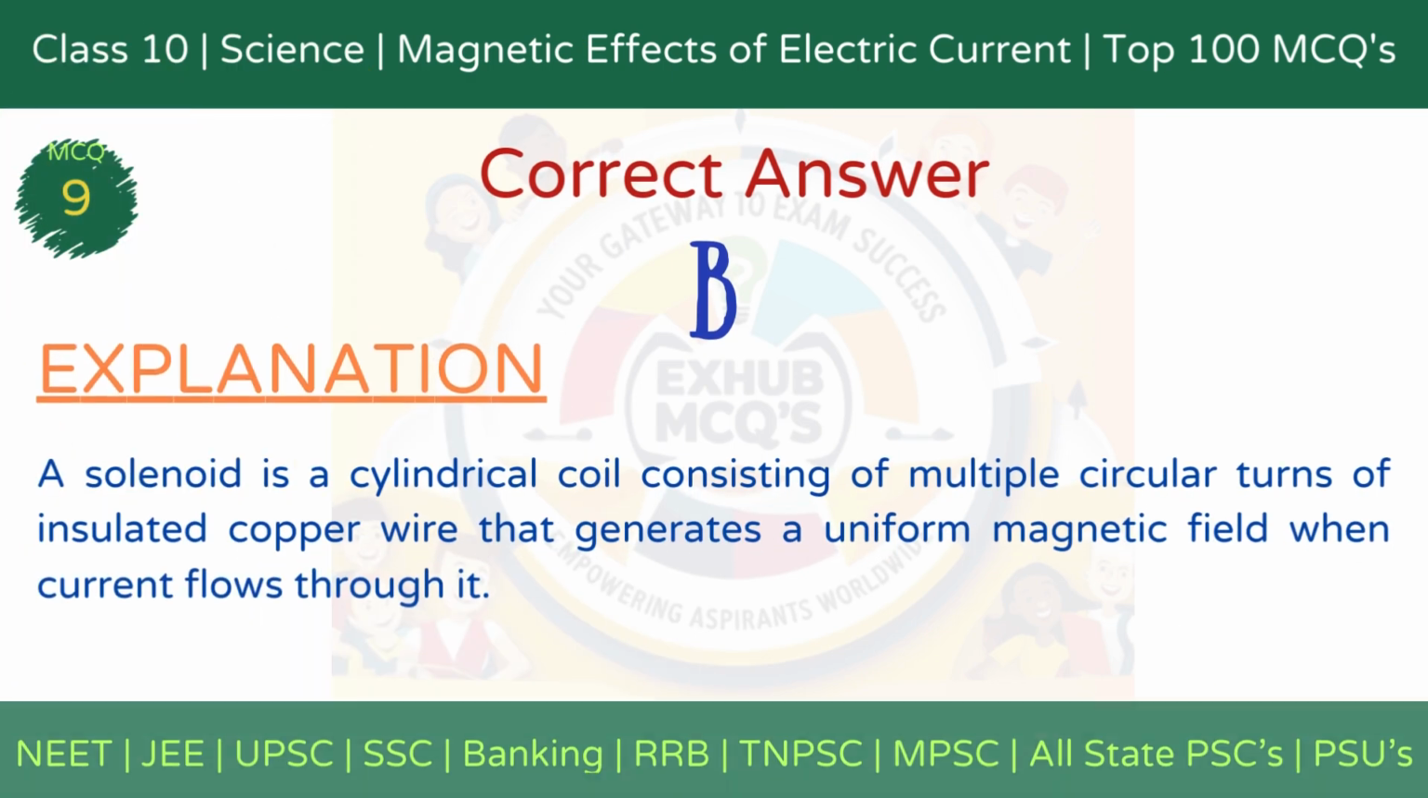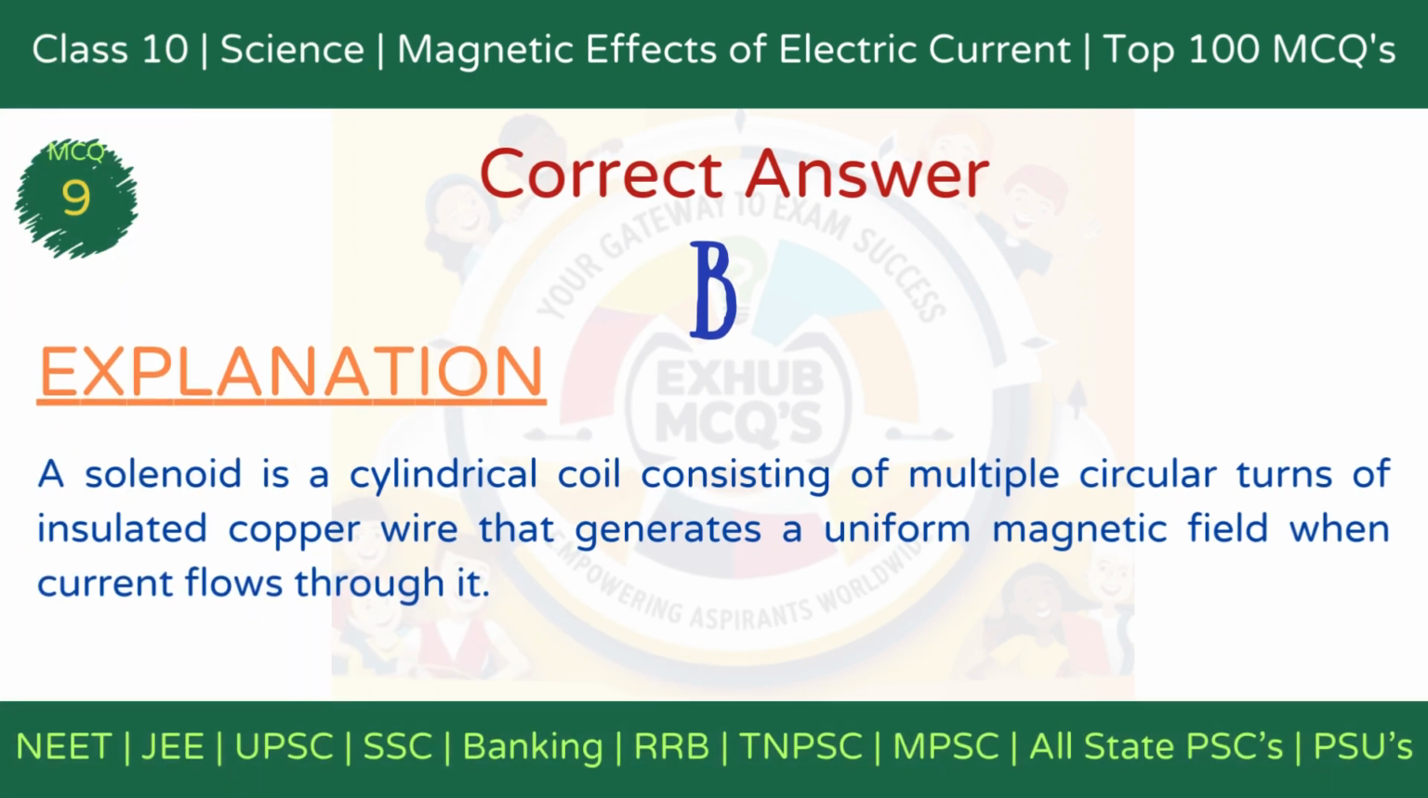The correct answer is option B, multiple circular loops of wire. Explanation. A solenoid is a cylindrical coil consisting of multiple circular turns of insulated copper wire that generates a uniform magnetic field when current flows through it.